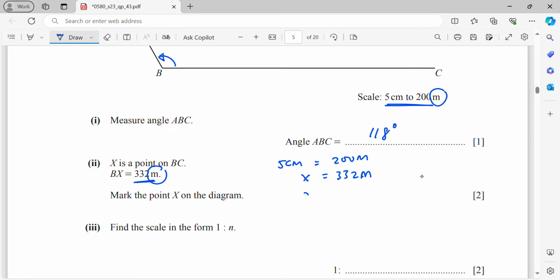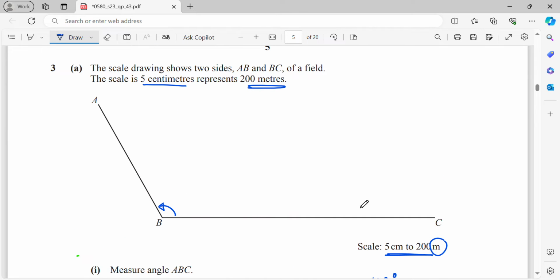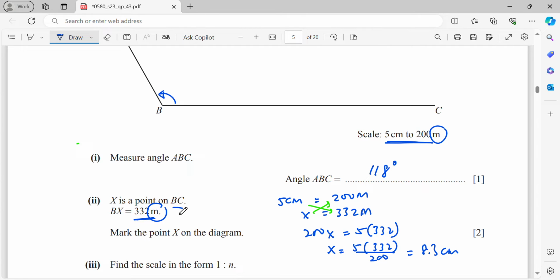So your X centimeters is basically 200X. Just use cross multiplication. 200X equals 5 times 332. So your X is going to be 5 times 332 over 200. So this is going to be 8.3. Okay, so 8.3 centimeters. So BX is 8.3 centimeters. X is on the BC. Right, so here you just measure because I can't measure for you. So you just mark 8.3 centimeters, let's say here. I'm not sure of the exact location for the X, but it shows 8.3 centimeters.